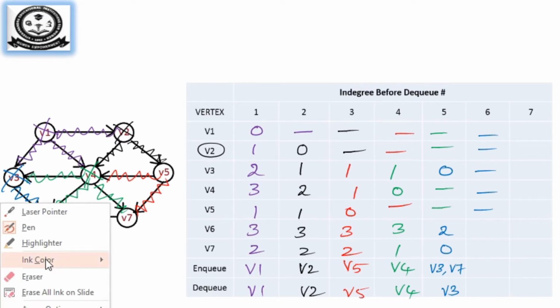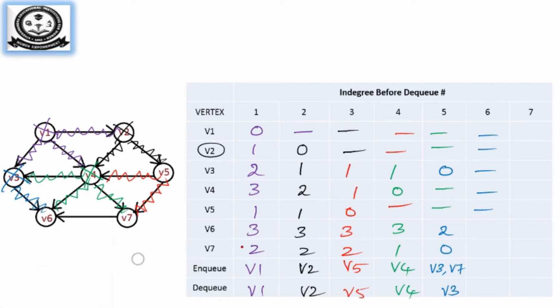Now let us update the in-degrees. V6 has only one incoming edge remaining. You still have V7 in the queue, so the next element to be popped is V7. When V7 is popped, V6 will be 0, and the final vertex to be popped is V6.